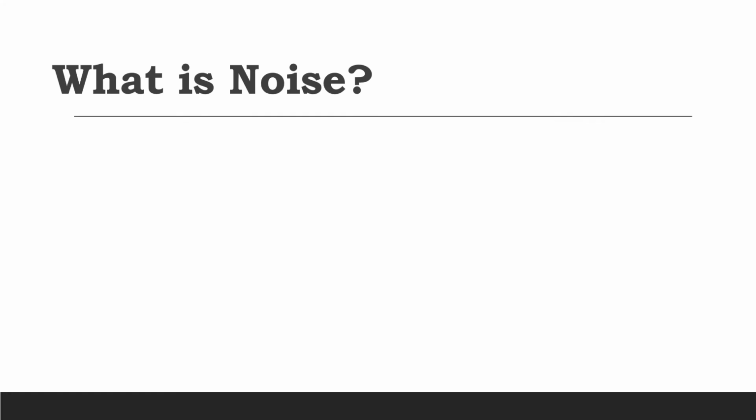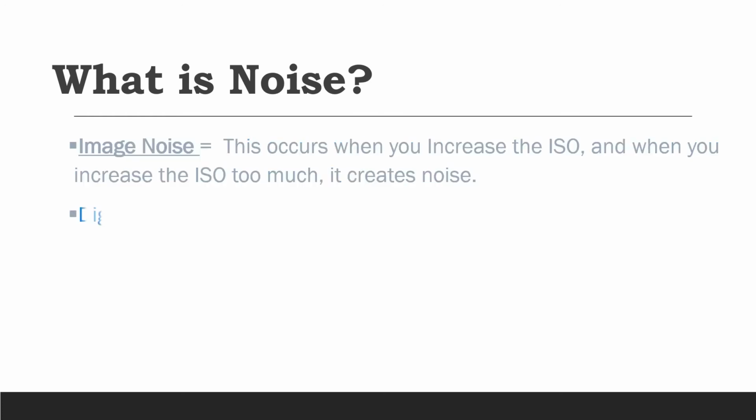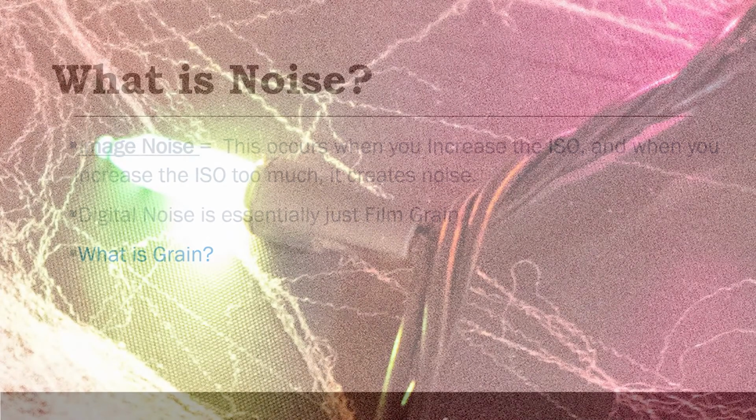So what is noise? Well, image noise occurs when you increase the ISO. Digital noise is essentially just film grain. So what is grain? Well, grain is sort of like pointillism art, and some artists actually choose to add grain into their photos or videos for a creative look.